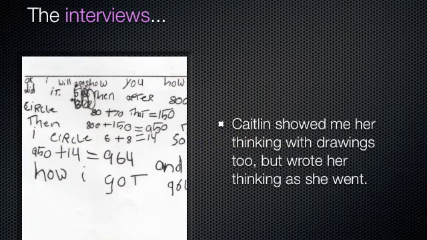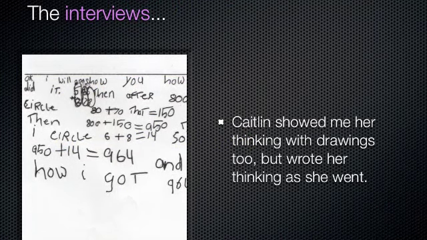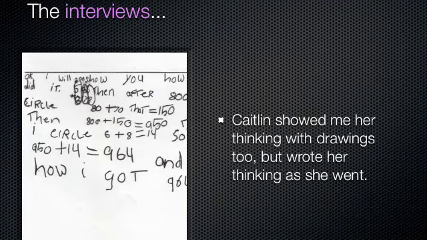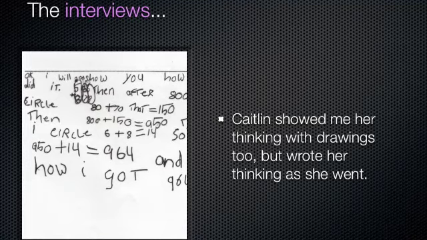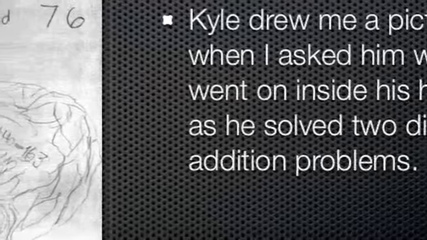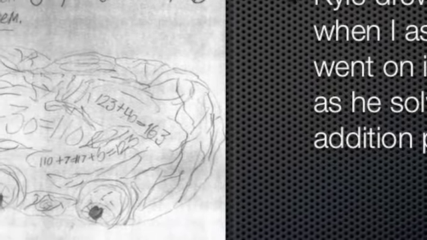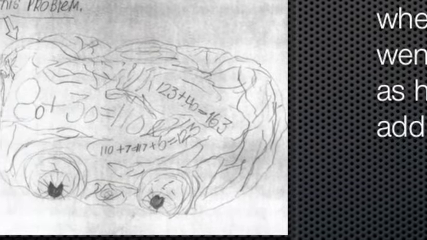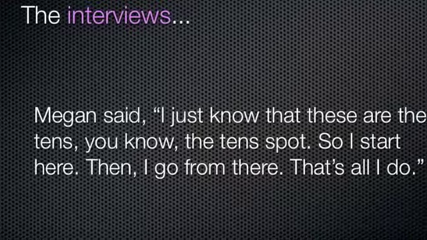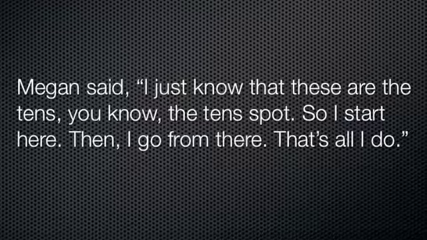Here's an interview with Caitlin I did. I asked her to explain to me how she solved a 3-digit addition problem, and she went and got a piece of paper and showed me. She said it was too hard to explain without using paper. In an interview, when I asked Kyle the same question, he got a piece of paper and drew a picture of his brain and what goes on inside of it. And Megan was just very matter of fact. "I just know that these are the tens, you know, the 10 spot. So I start here, then I go from there, and that's all I do."